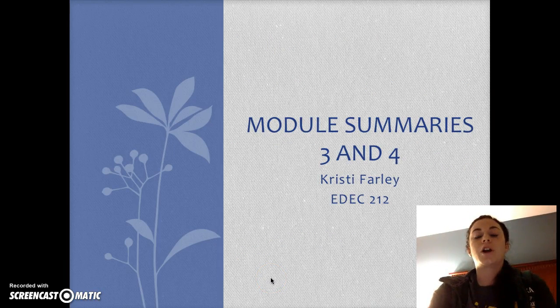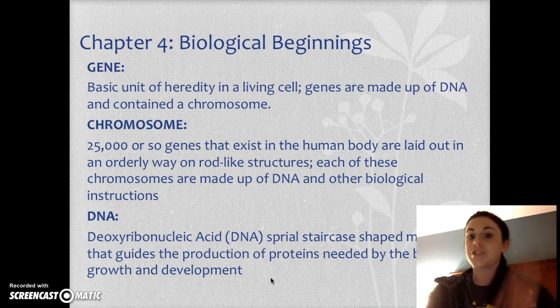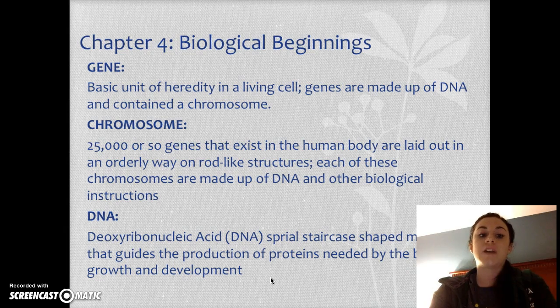Okay, so I'm going to go over chapters 4 and 5, which are biological beginnings and physical development. I'm just going over what were key components to me in the chapter. To start off, in chapter 4, a gene is a basic unit of heredity in a living cell. Genes are made up of DNA and contain a chromosome. And chromosomes are 25,000 or so genes that can exist in the human body and are laid out in an orderly way with a rod-like structure. Each of these chromosomes is made up of DNA and other biological instructions.